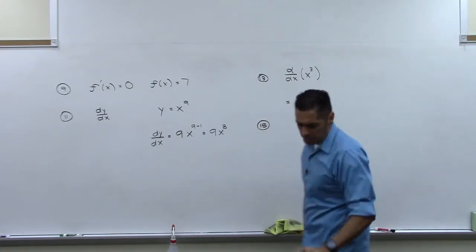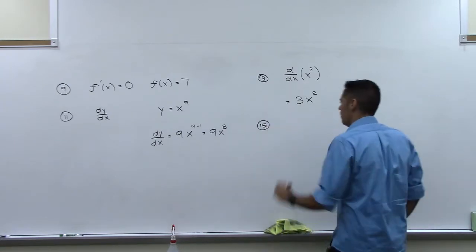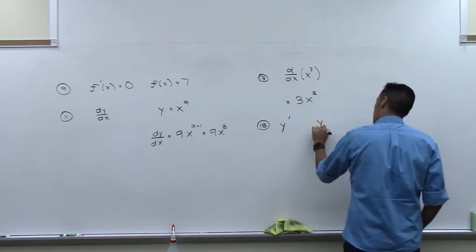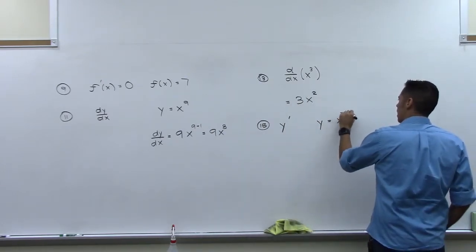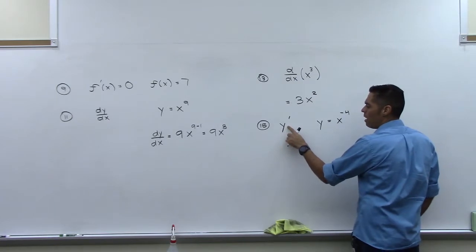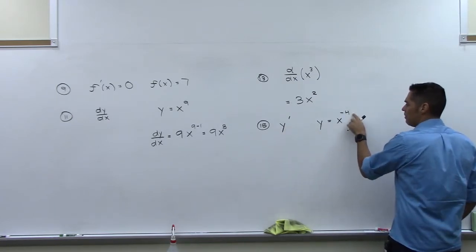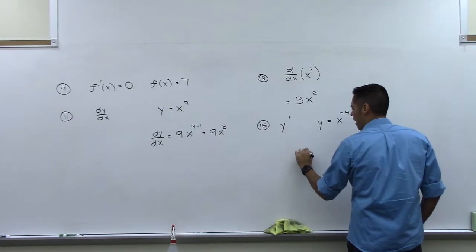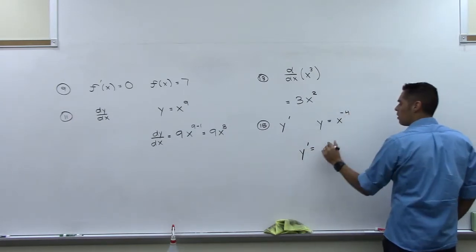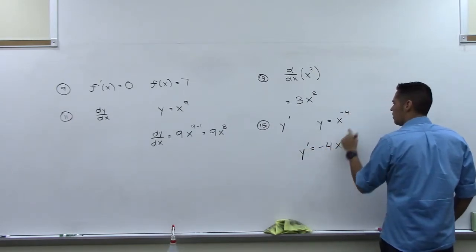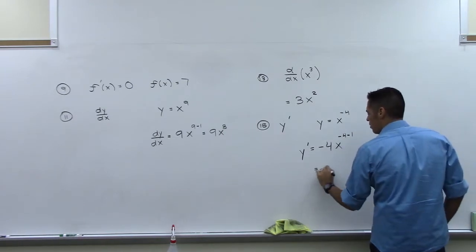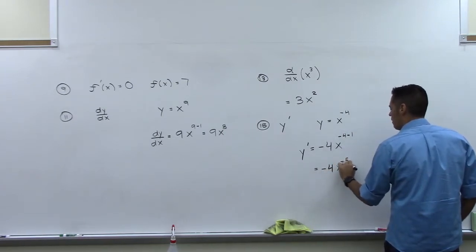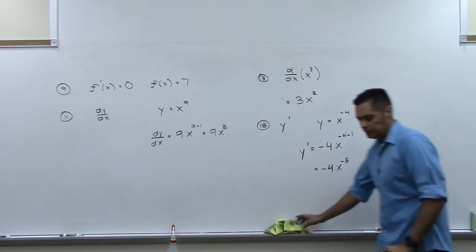15. Find y prime for y equals x to the negative 4. Again, another notation for the derivative is y prime. We're going to use the power rule again. So the negative 4 comes out, and then x, and we're going to subtract 1. So be careful here. It's negative 4. We're taking away 1. Negative 4 minus 1 is negative 5. So we get negative 4x to the negative 5. So there's our answer.